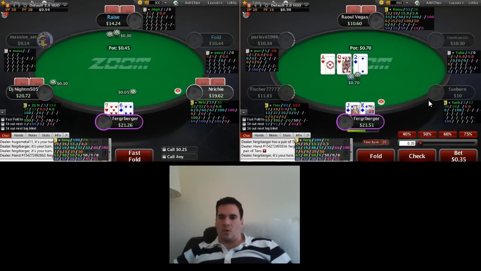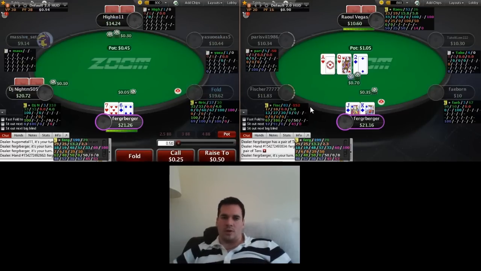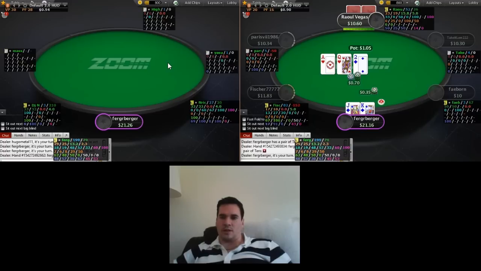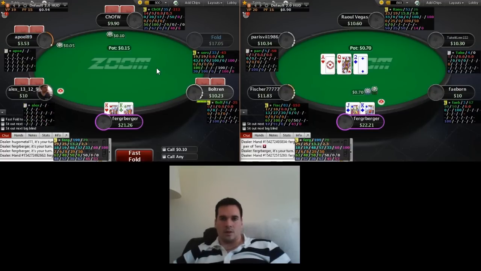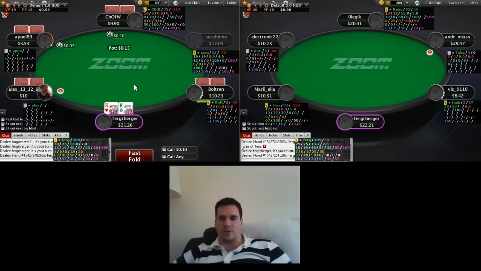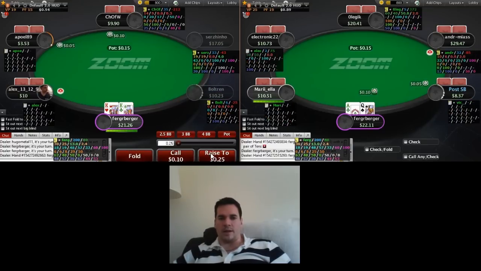And we're going to be betting when checked to. We have a gut shot to the nuts, and we also have backdoor flush potential as well. And more importantly, we have the fold equity versus a lot of his pocket pairs type hands that he can have there.